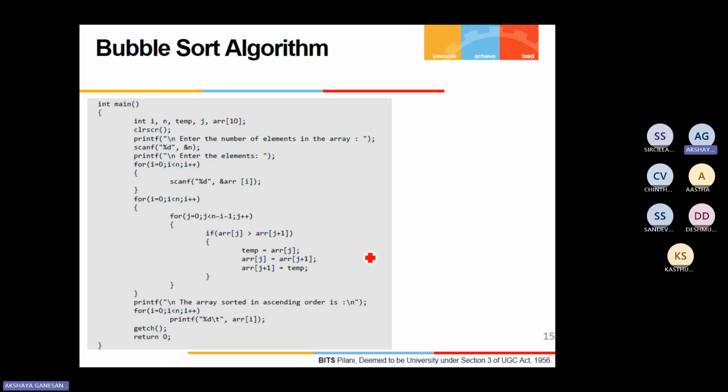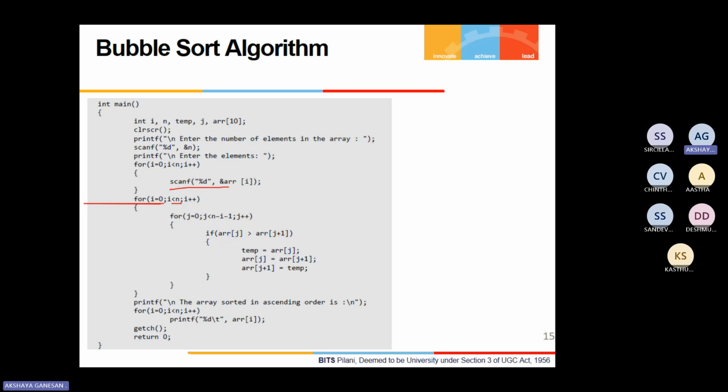Now, what is the time complexity? You have the complete code here. We get the number of elements, and we are just printing the elements. Then we start i from 0 to n minus 1. Then j is from 0 to n minus i minus 1. You compare j and j plus 1, you do the swapping, and repeat it.